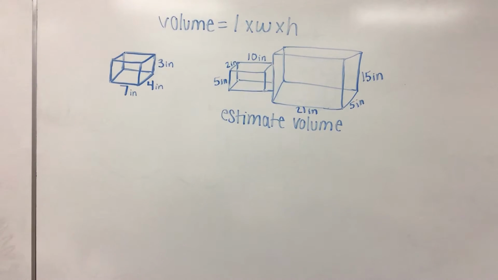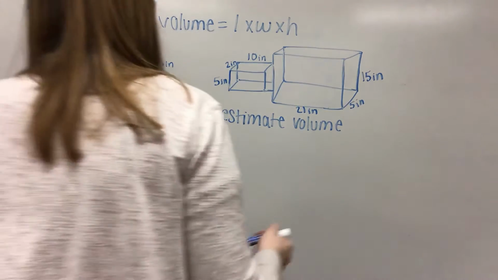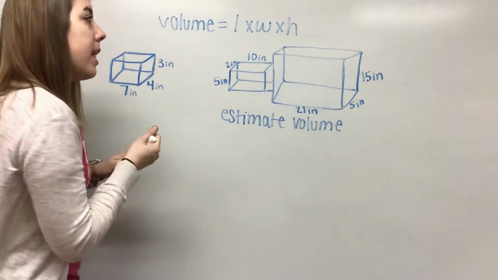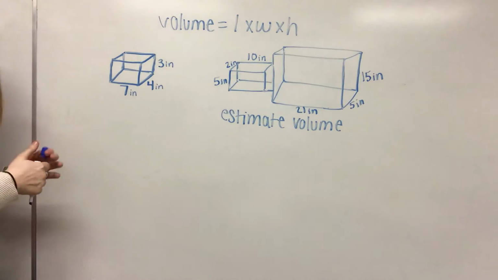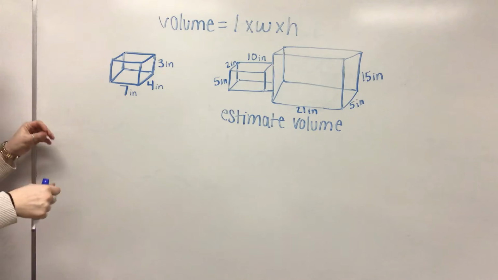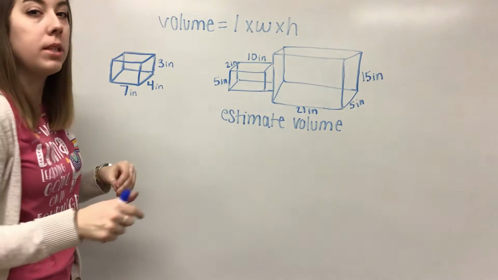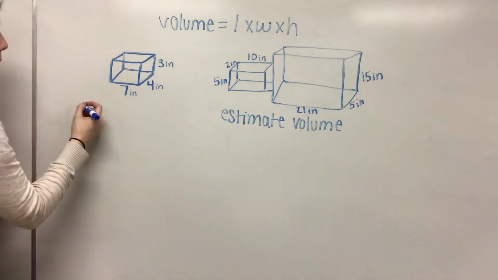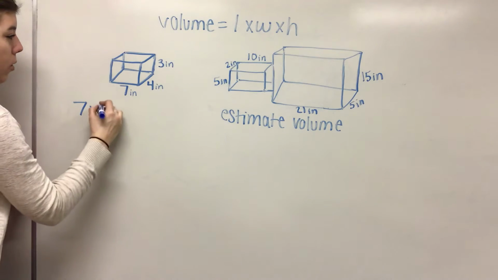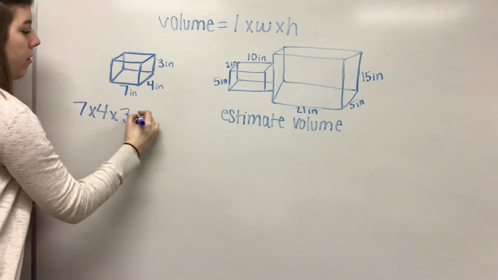Okay, we're going to look briefly at how to estimate using volume. So just as a review, volume is length times width times height. It's solving for how much can fit inside of a three-dimensional shape, and we're going to keep looking at rectangular prisms. So in this example, I would do 7 times 4 times 3 to solve for volume.